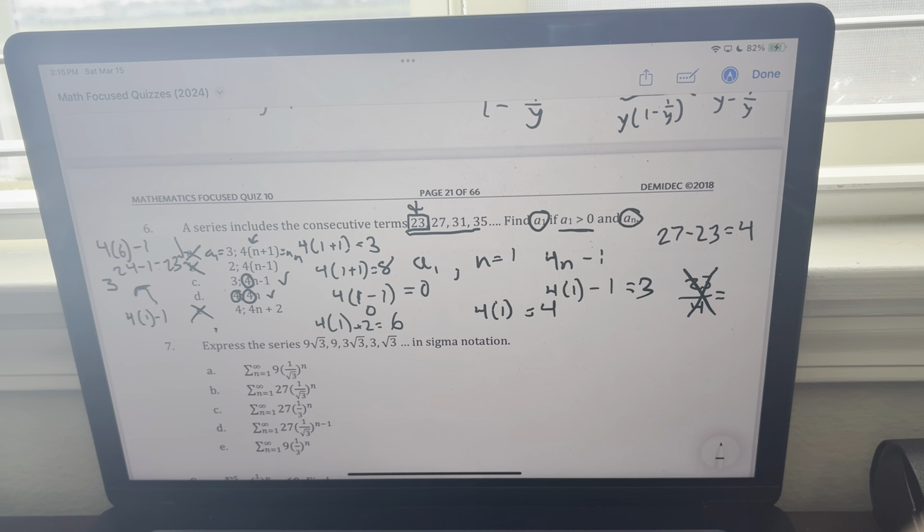Whereas if we try and put in any other number for 4 times n here, so like 6, that'll get us 24. And 24 is not in this sequence. So then it can't be D. It has to be C.